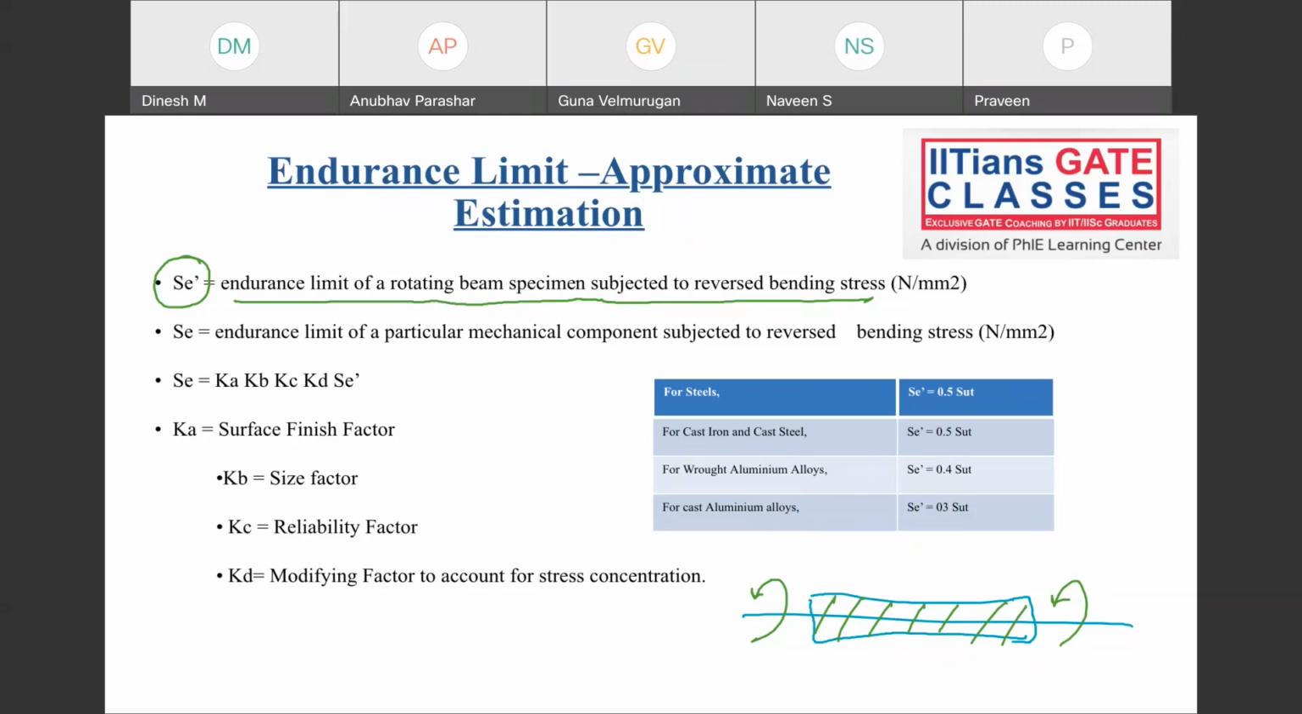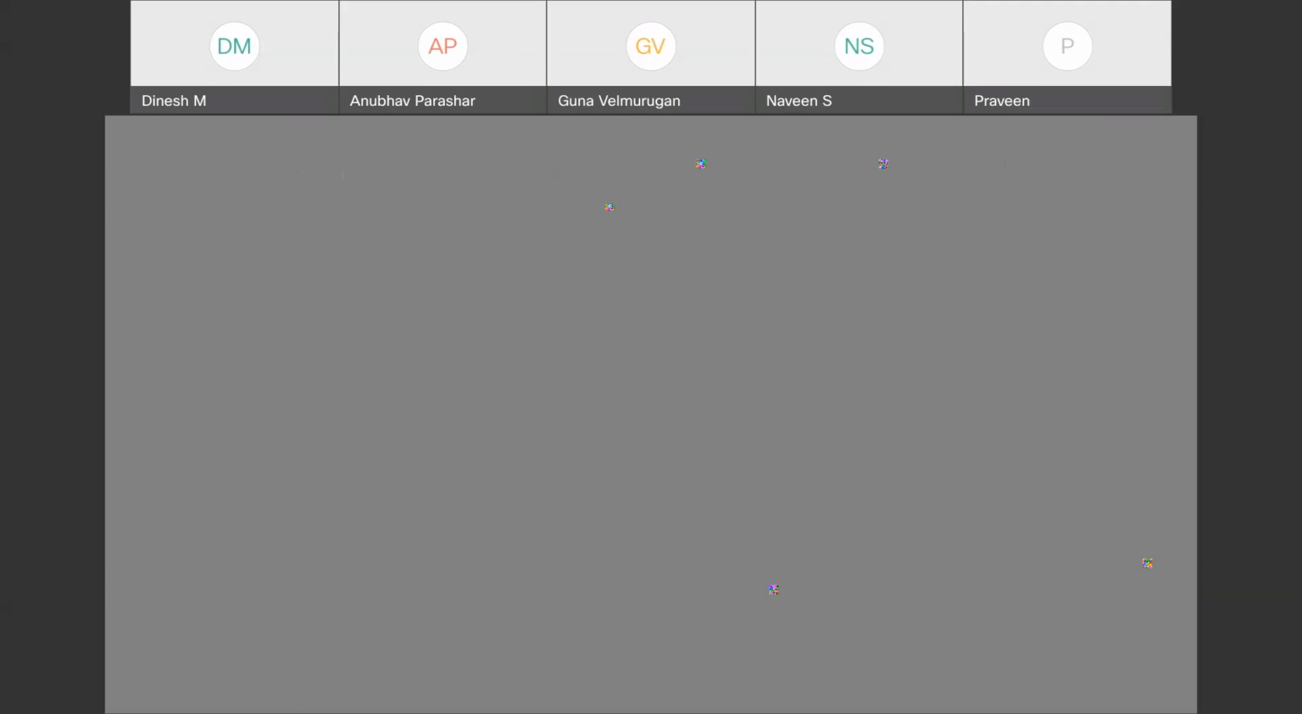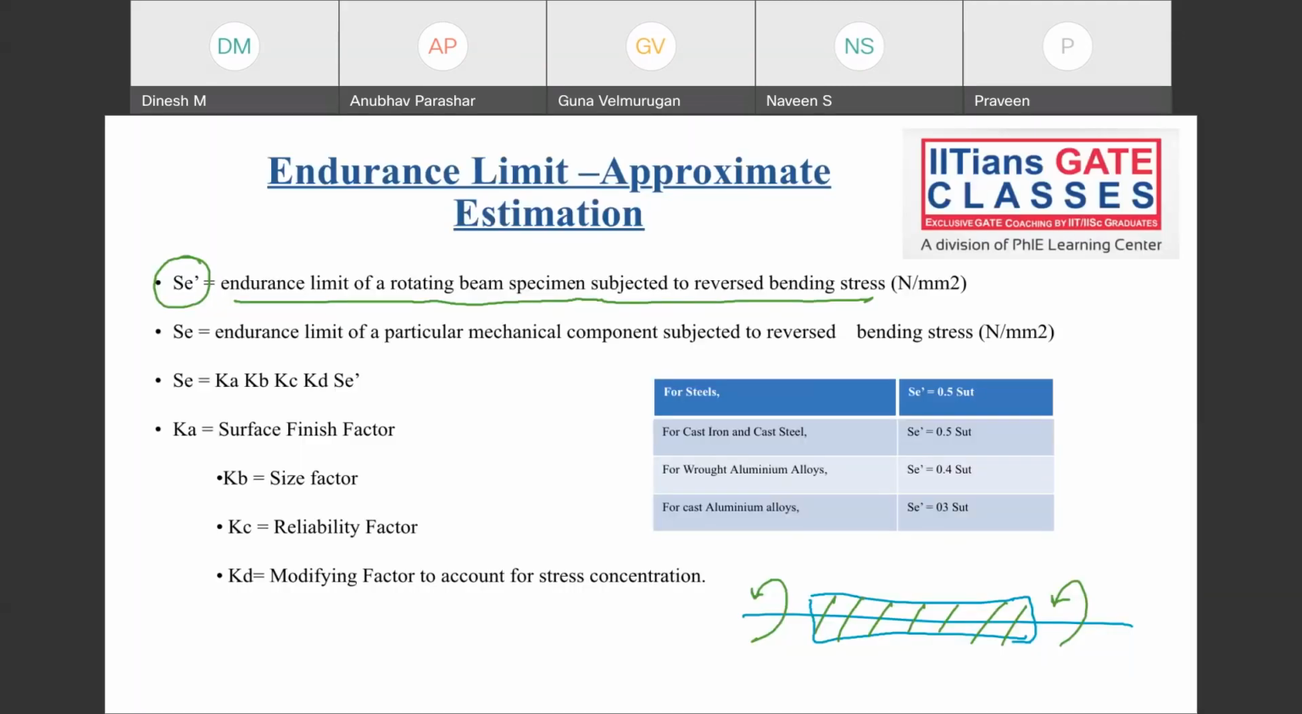For example, take a gear, or a connecting rod, or a transmission shaft. All these different elements will have different stress concentrations. So in that case, we cannot directly use the results obtained from the lab. We have to do some amount of modification.